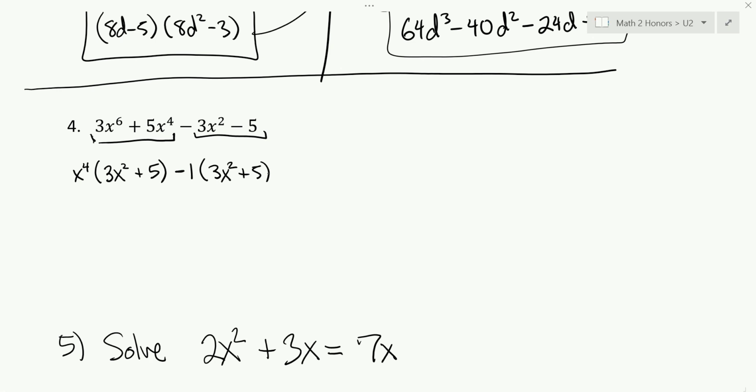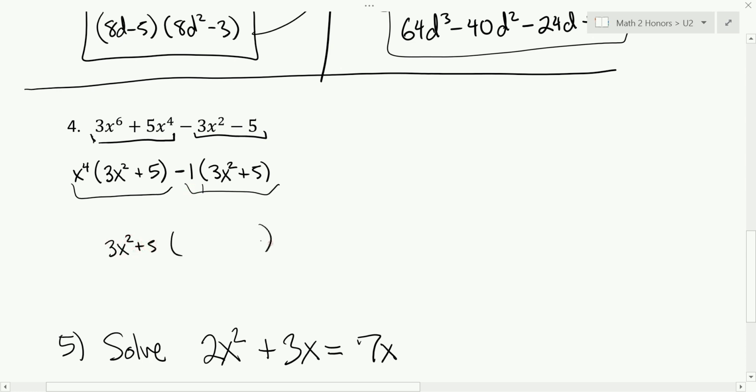So we notice that they both have a 3x squared plus 5. And so 3x squared plus 5 is put here. And then when we divide out the 3x squared plus 5, we get x to the 4th minus 1. And then you leave it like that. The thing that's wrong with this is it's saying, well, what's being multiplied with the x to the 4th minus 1? Only the 5. So I don't want that. I want to multiply everything here with the x to the 4th minus 1.